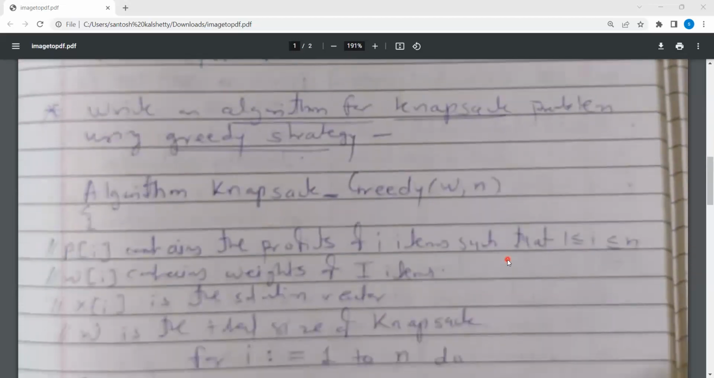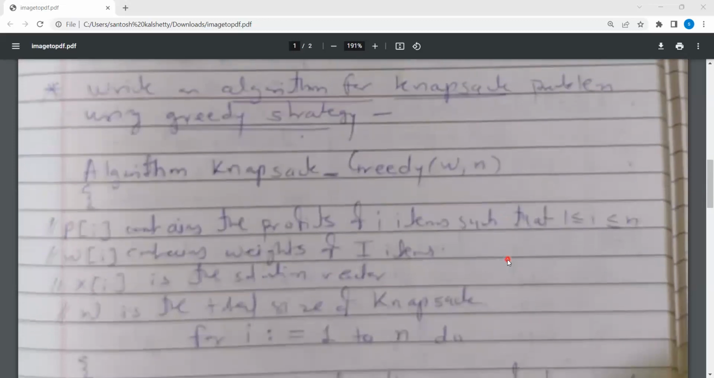Next important question is write an algorithm for knapsack problem using greedy strategy. This question was also asked in previous exams.